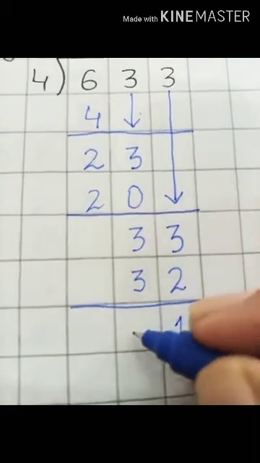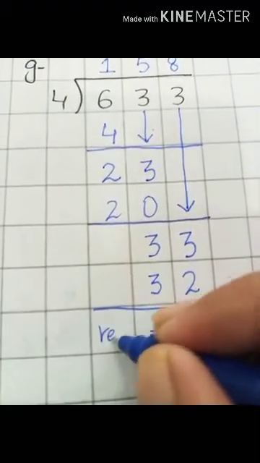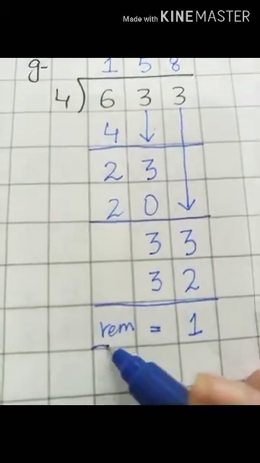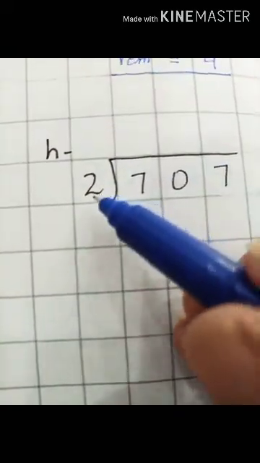As 3 minus 3 is 0, so this will become our remainder, as it is also smaller than my divisor, so I can't divide it further. Okay students, next is part H, in which we are going to divide 707 by the number 2.